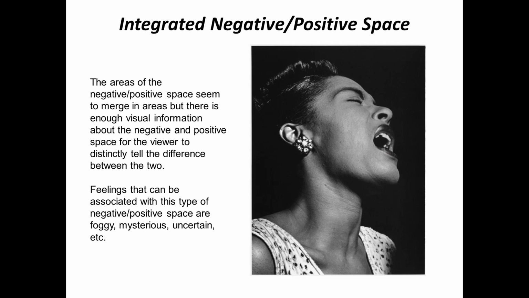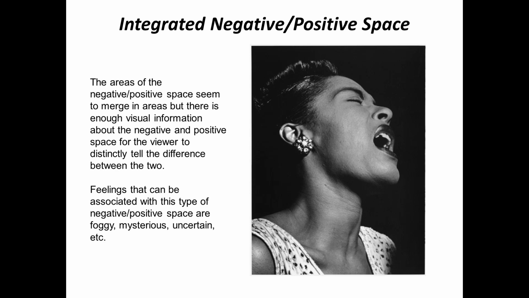So if you look at this piece over here, this is a photo of the famous jazz singer Billie Holiday, and we know that her hair is going back into this area here. But because it's such a dark negative space, it's actually merging in or integrating. Same thing with this area here. We know that this is her body, but because it's so dark, it's beginning to integrate. But there's still enough visual information for us to tell that this is a singer, or that this is a person.